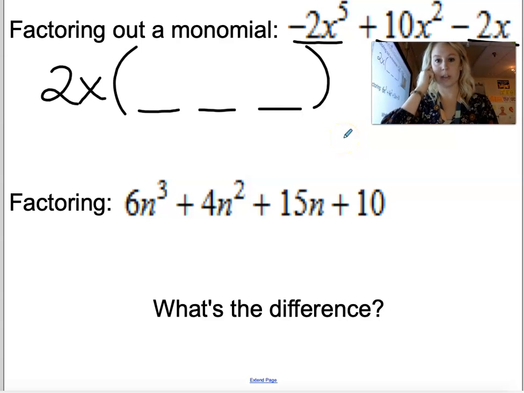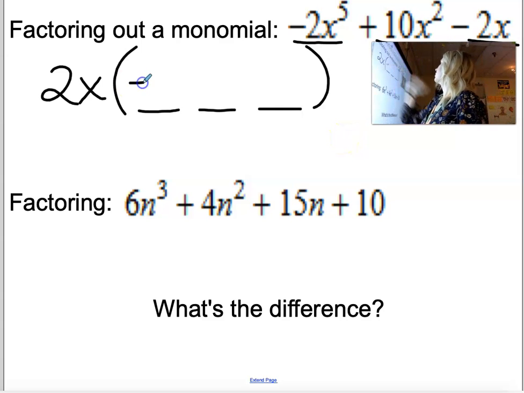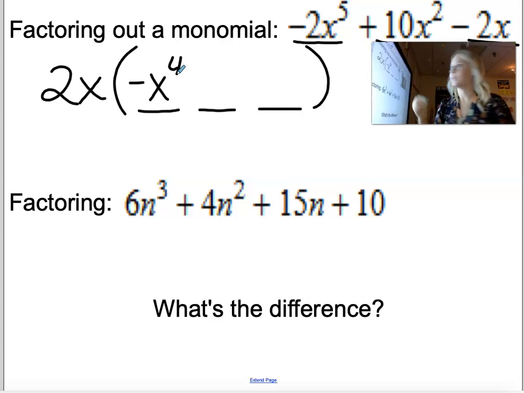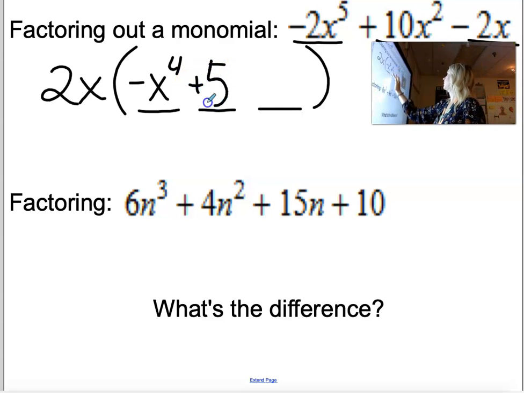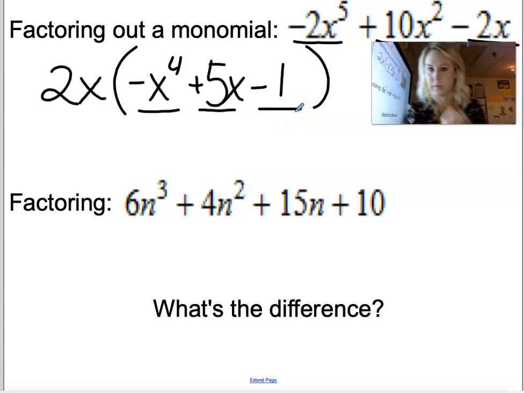So negative 2 divided by 2 would be a negative 1. I'm just drawing a negative sign. And then x to the fifth, take away an x, would be x to the fourth. And then we would continue that. So 10 divided by 2 would be 5. X squared, take away an x, would be just an x. And then negative 2 would be a negative 1. And then there are no x's with that last term because I took them all away. Okay, so yesterday we learned how to factor out a monomial.